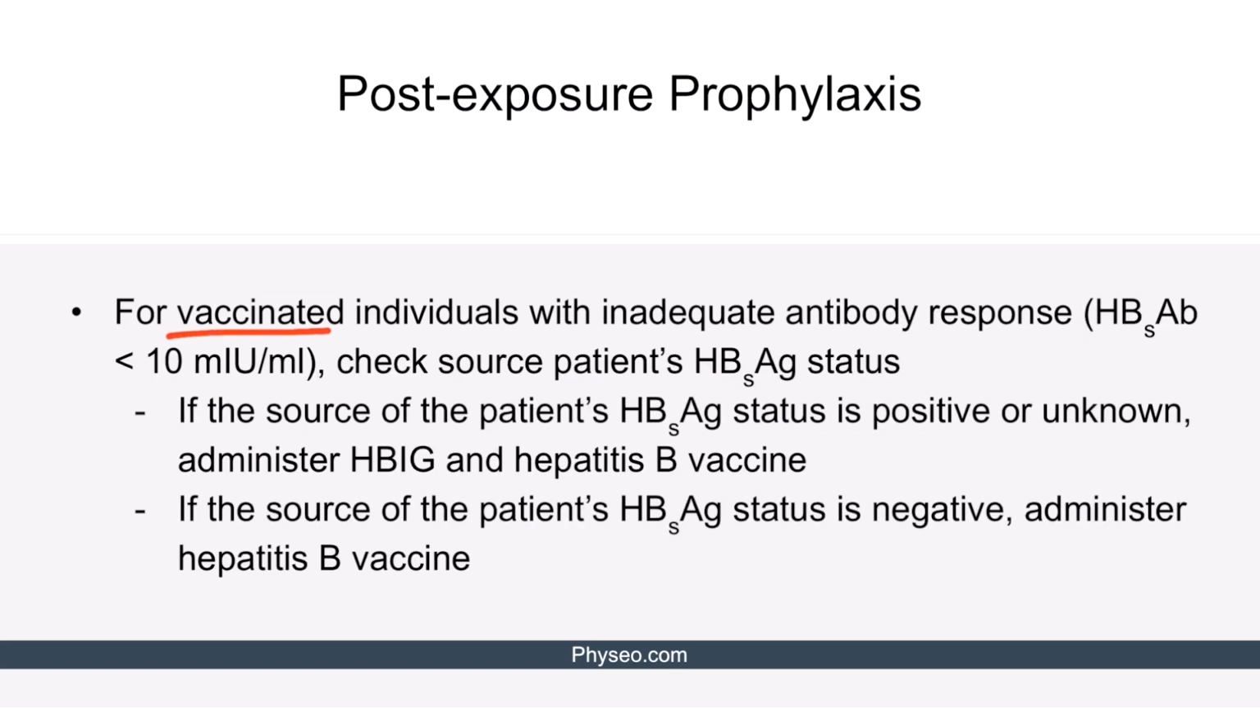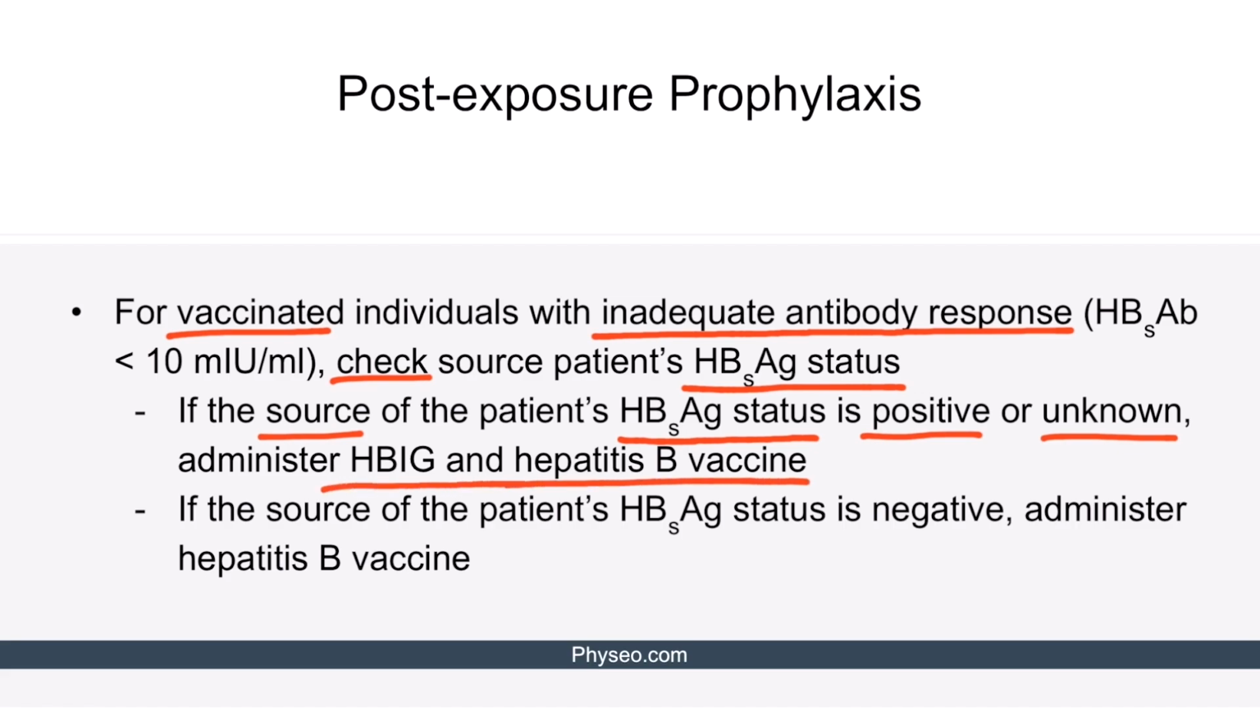For vaccinated individuals with an inadequate antibody response, that is a hepatitis B surface antibody of less than 10, we check the source of the patient's HB surface antigen status. Management then depends on the source of the patient's HB surface antigen status. If the source of the patient's HB surface antigen is positive or unknown, post-exposure prophylaxis with both hepatitis B immunoglobulin and hepatitis B vaccine are indicated.